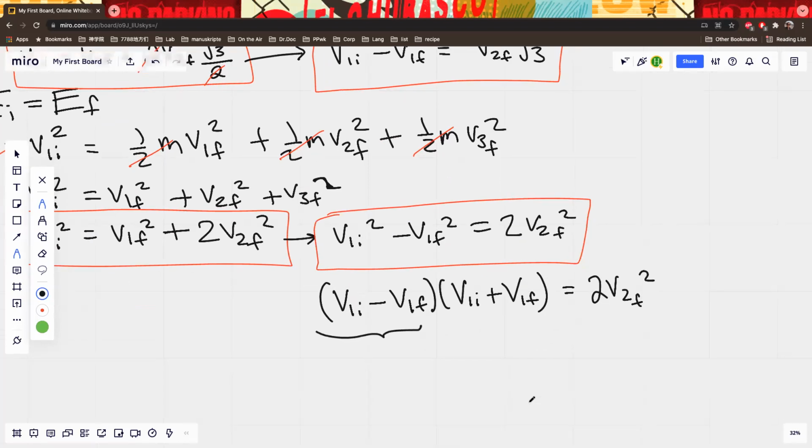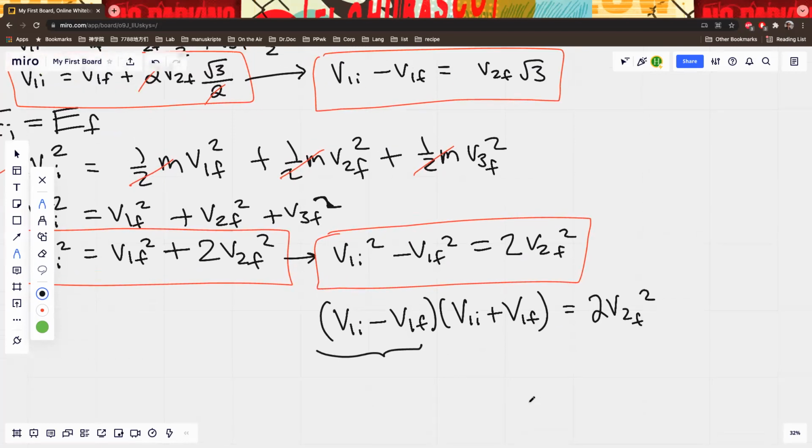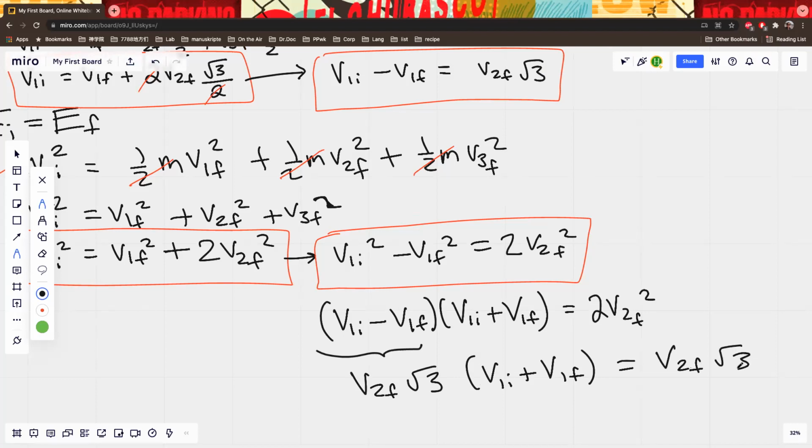So I guess we could just say that this is equal to, because whenever you see a difference of squares, whenever you see a squared minus b squared, you can think of doing a minus b times a plus b, right? So let's just put that in and see what happens. v1i plus v1f equals v2f times square root of 3.